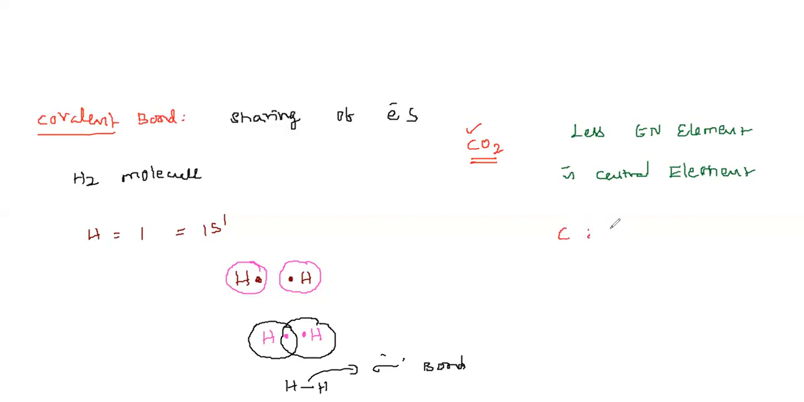Carbon's atomic number is 6, electronic configuration 1s2, 2s2, 2p2. Always we have to take the excited state. Here the s orbital has 2 electrons, and the p orbital also has 2 electrons, 1 electron each.